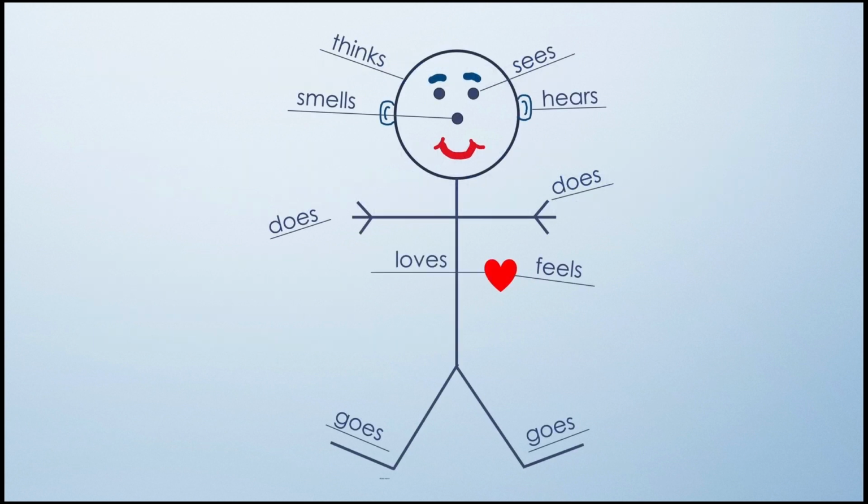Here's our graphic organizer of our character. What does the character think? What does the character see, smell, hear? What does the character do? How does he love? What does he feel? Where does he go?